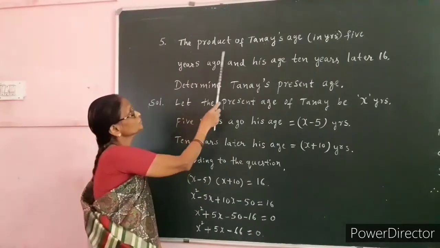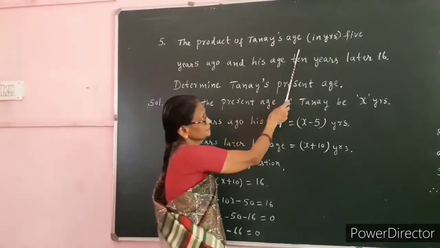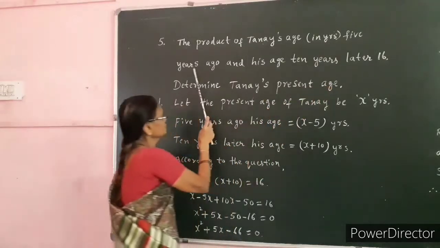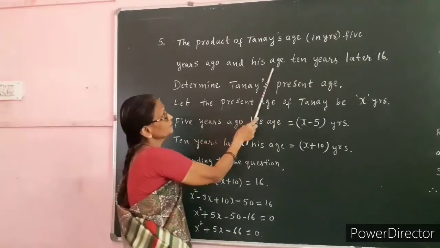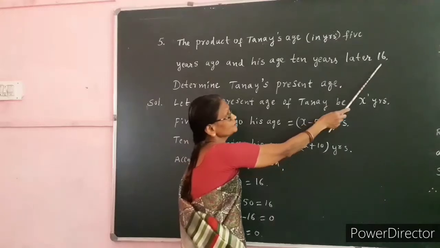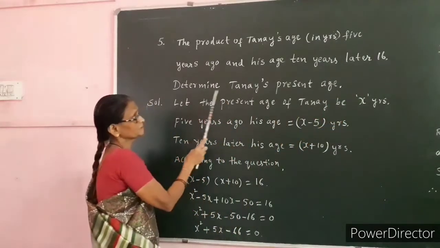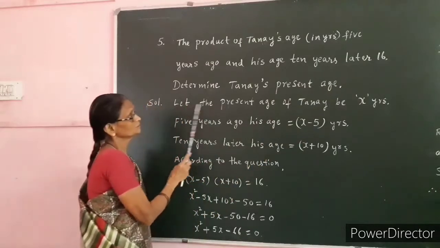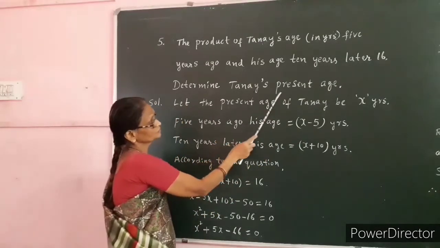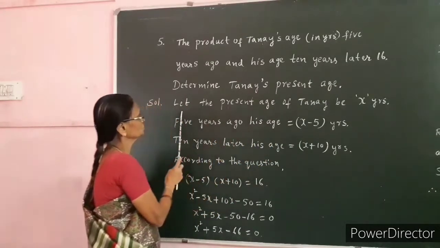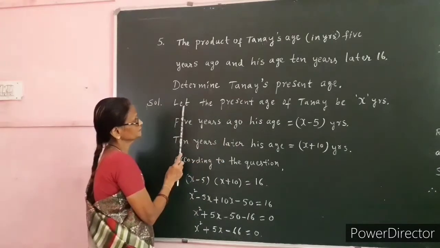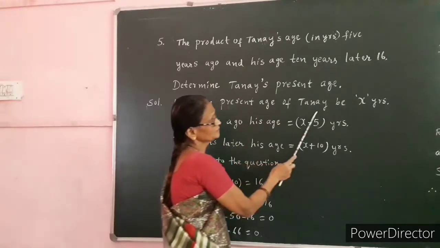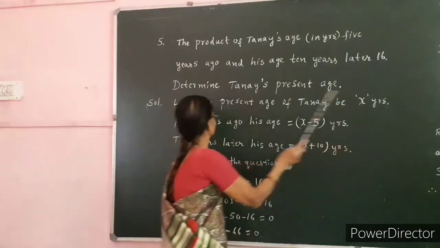Example 5. The product of Tanay's age in years 5 years ago and his age 10 years later is 16. Determine Tanay's present age. Now, which is the unknown? The present age of Tanay. So we have to take it as x years. Let the present age of Tanay be x years.